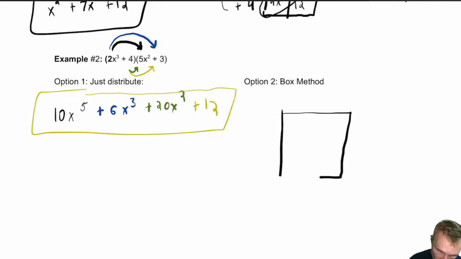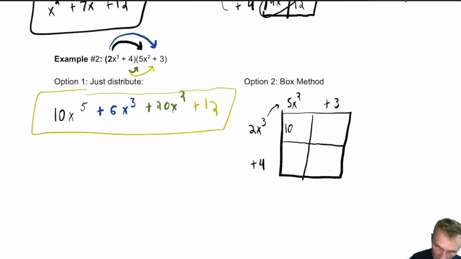If you like the box method, people usually do every year, you just have to think, okay, I've got 2x to the third plus 4, and then over here, I've got 5x squared plus 3. It is just an organizational method. 2x to the third times 5x squared is 10x to the fifth. 2x to the third times plus 3. That's the exact same math.